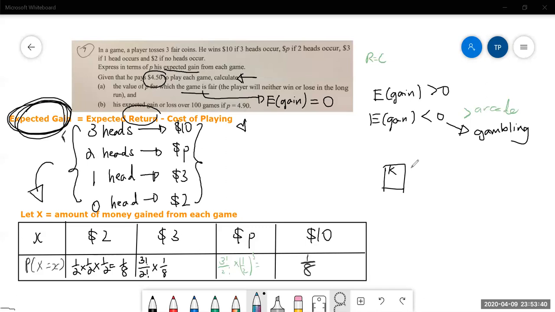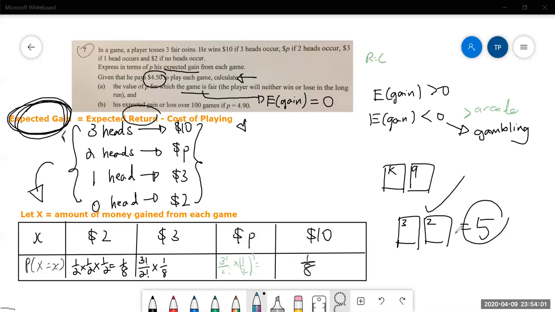If you get like a king, then you get like a 9. Naturally, you just win. You just win naturally. But if you get like 3 and 2, which equals 5, then you have to see whether the banker gets a number that's bigger than you or not.